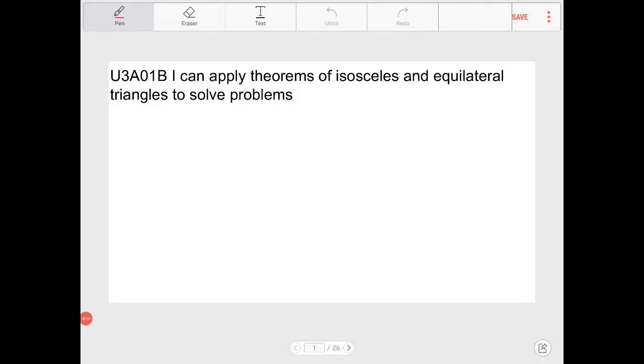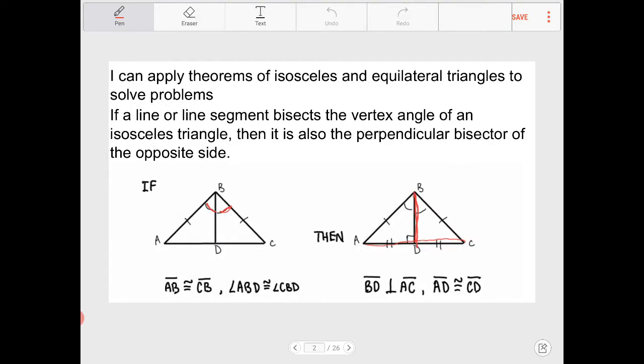In this lesson, we are going to be applying theorems of isosceles and equilateral triangles to solve problems. So in this lesson, we're going to be talking about the angle bisector of an isosceles triangle.